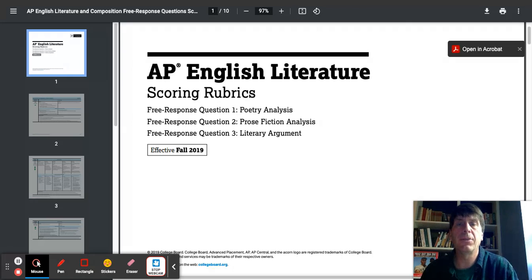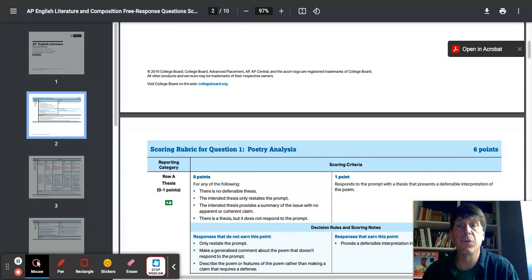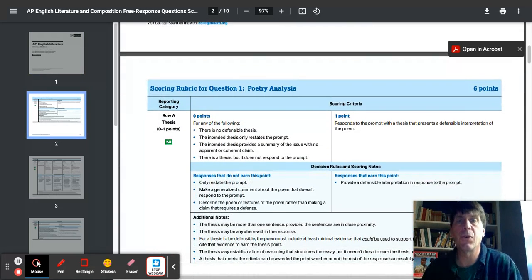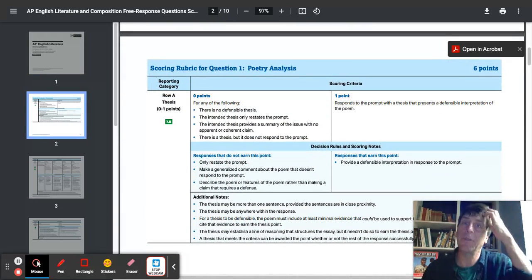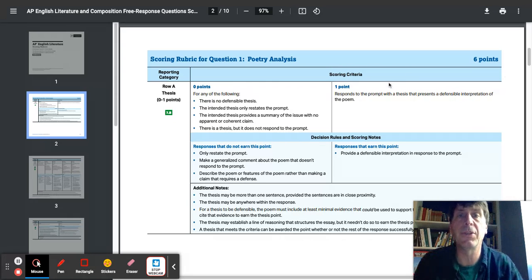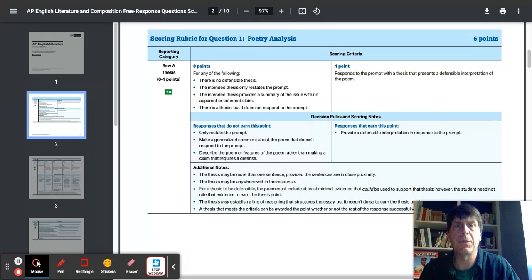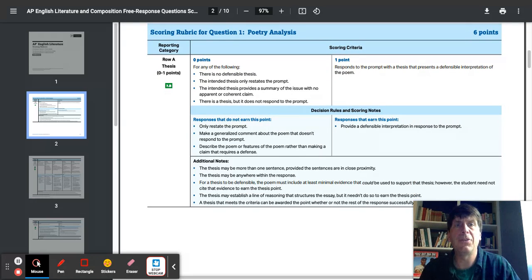So anyway, let's just look quickly at the important thing here, which is the rubric. This is the rubrics they use to score these. So this is how your essays are going to be scored. Basically it is a 6-point rubric for each of the questions. And then there's this whole equation that translates the 6 points into a score, something on their score sheet. But basically it's a 6-point rubric.